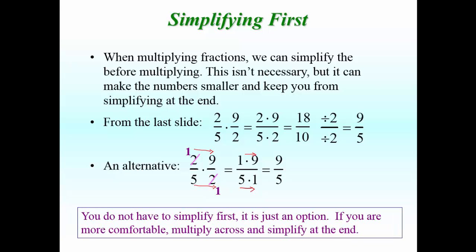It's important to remember you don't have to simplify first. This is just an option. So if dividing out those 2's in that alternative solution was uncomfortable for you, just multiply straight across the top, straight across the bottom, and simplify in the last step. That works just as well.